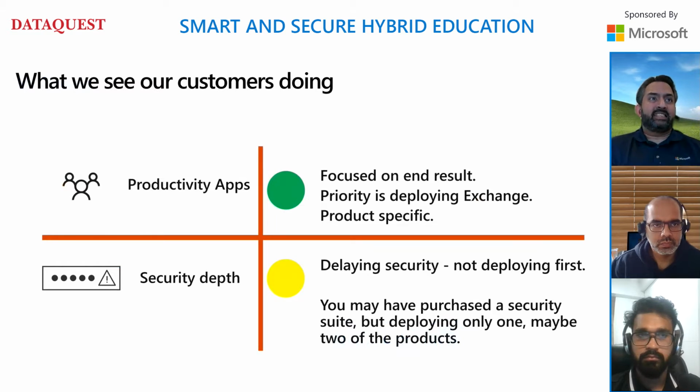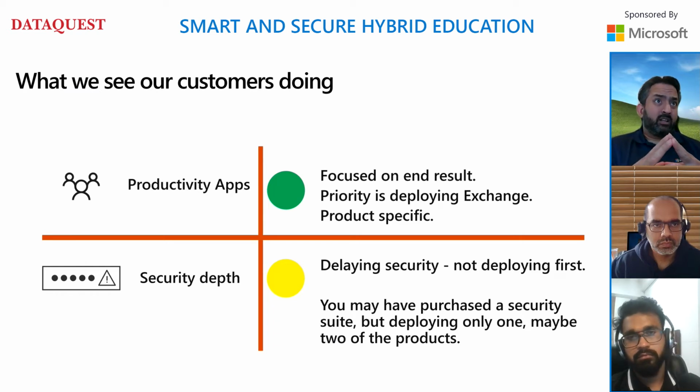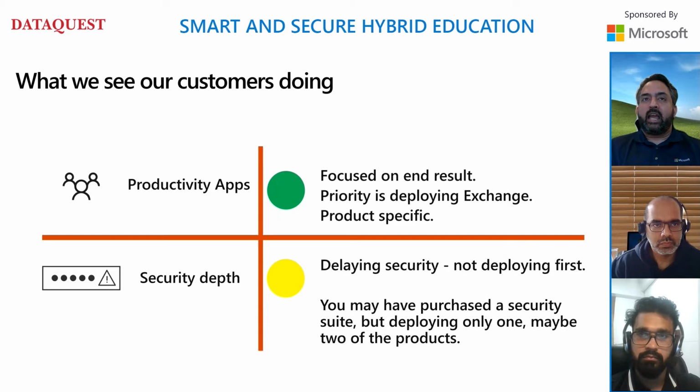Now, what we are seeing, as deployments happen around the world, is that a lot of the deployments are focused on the end results. The priority is to deploy email or OneDrive or something else and make those services available. And that's great, but that comes at the cost of security. Delaying security and not deploying it along with the services creates a challenge. But also, a lot of times, we've observed customers going and looking at third-party solutions to deploy on top of our platforms as well.